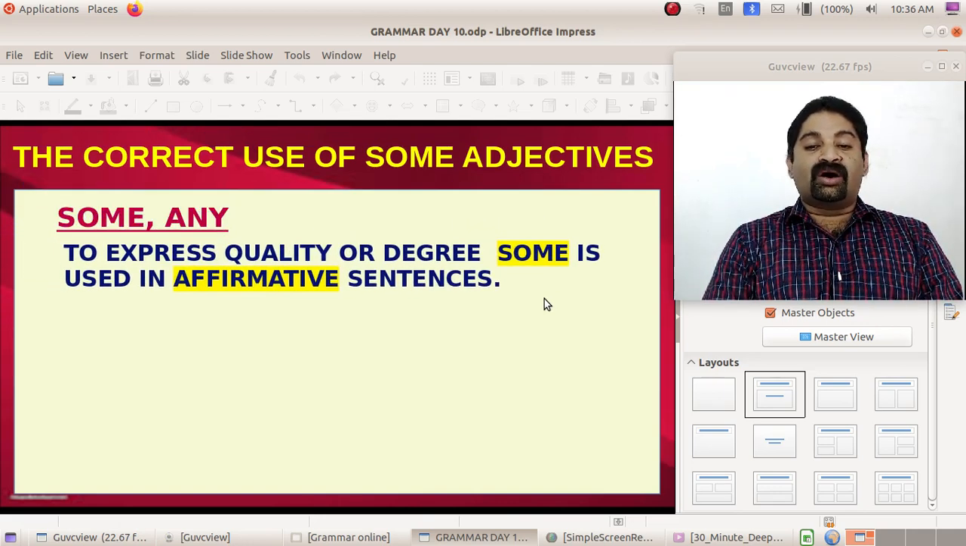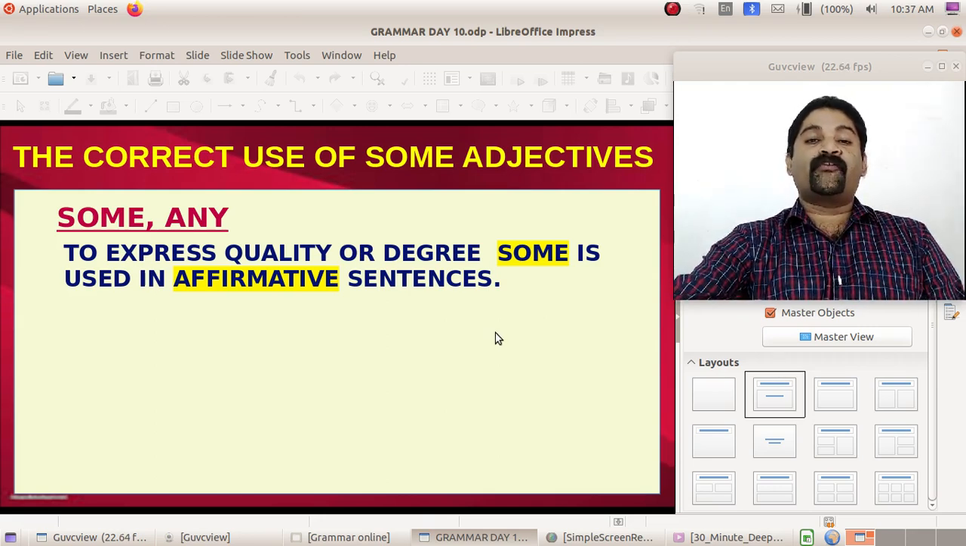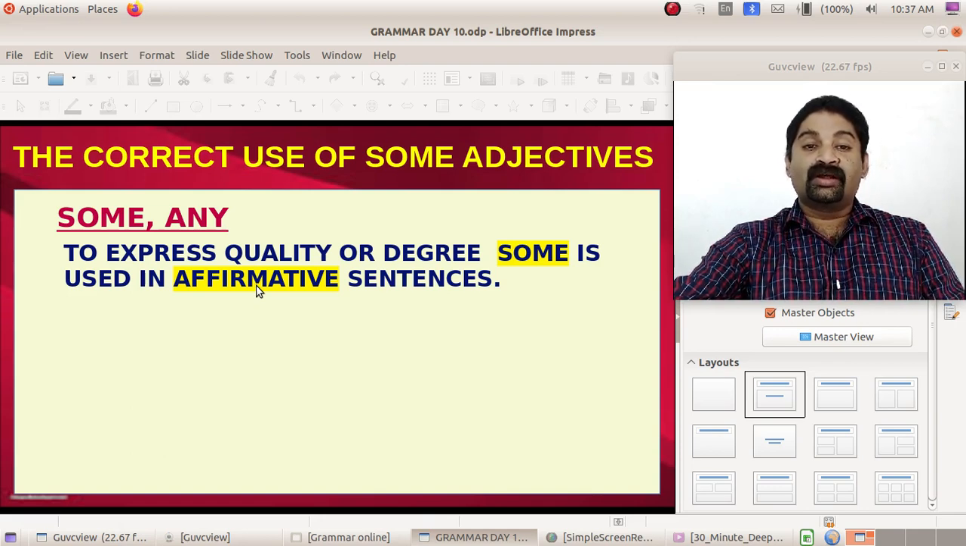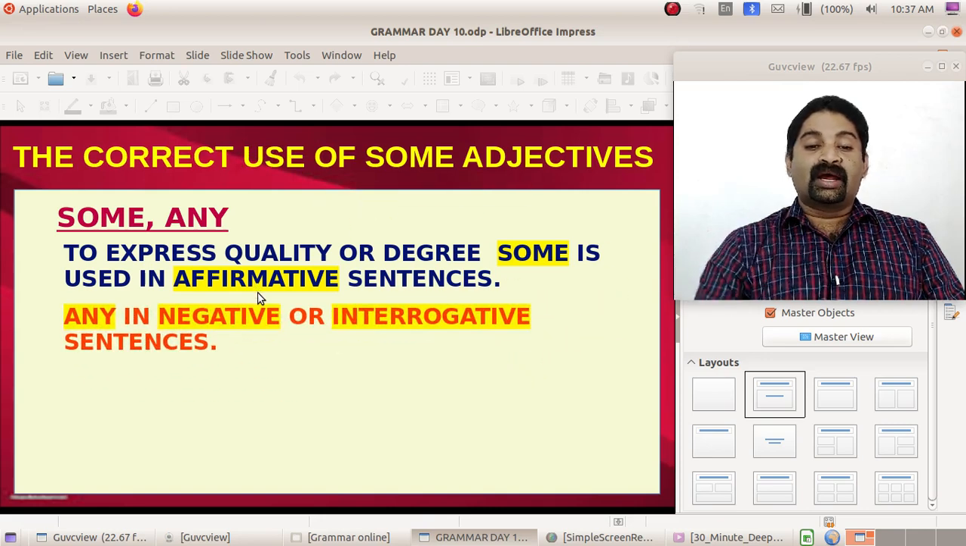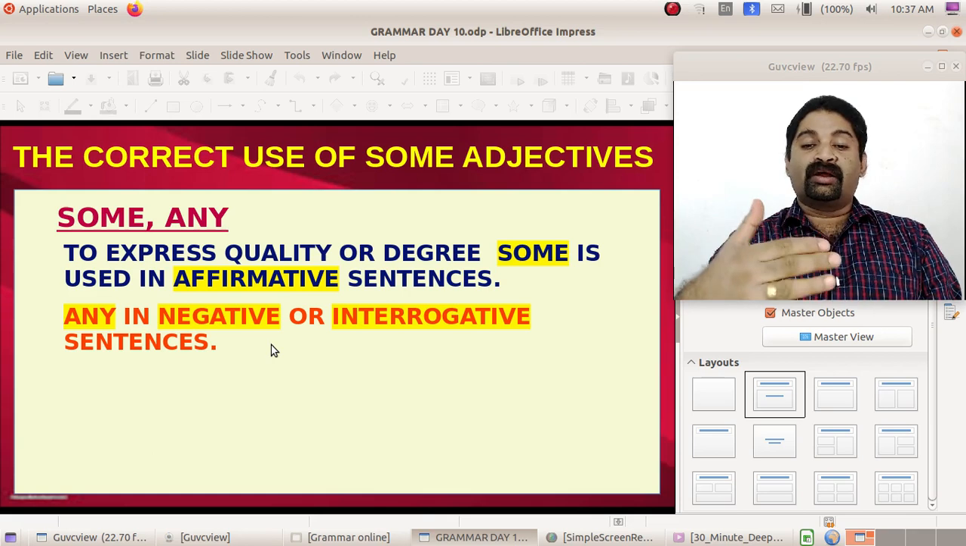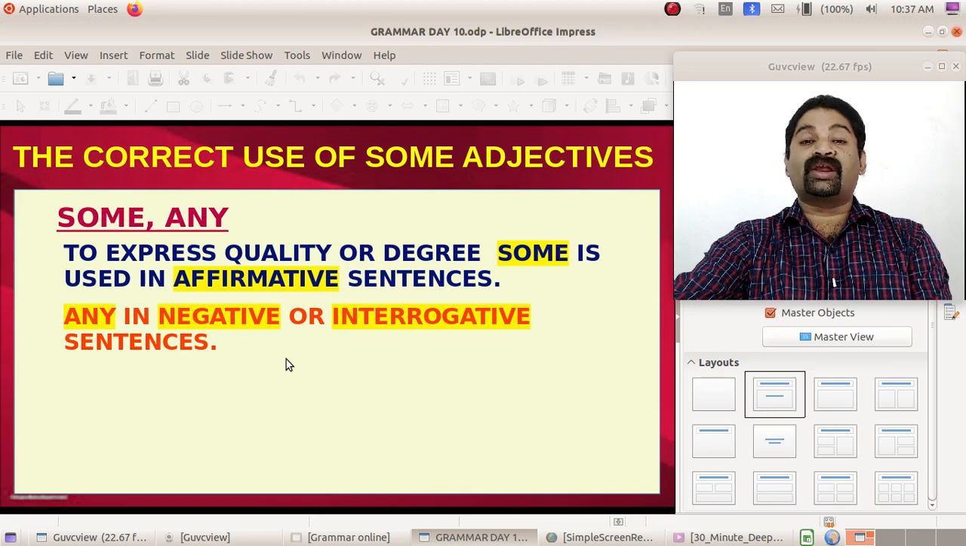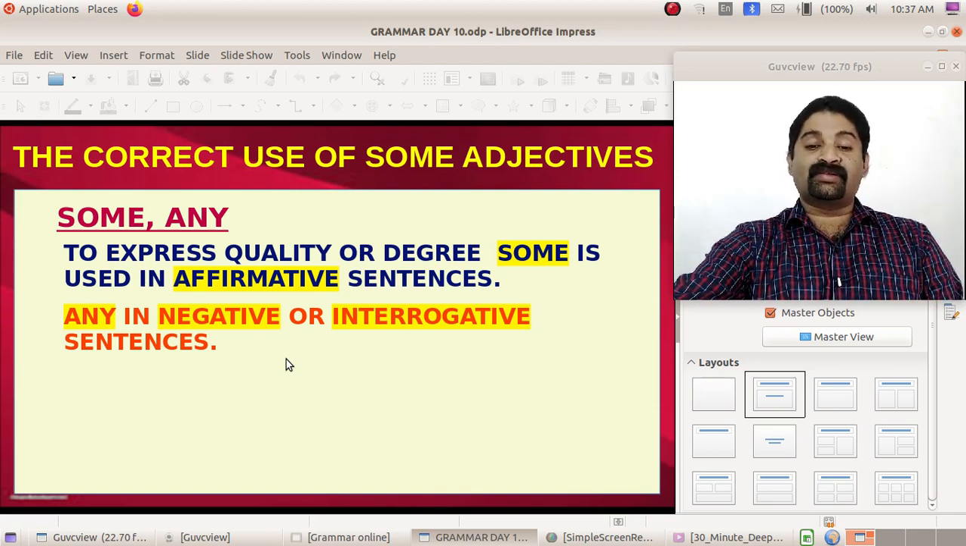To express quality or degree, some is used in affirmative sentences. What is the meaning of that? To express a quality of a thing or a degree, some is used in affirmative sentences. What do you mean by affirmative sentence? When we learned about the sentence, we have seen affirmative, positive sentences. Any is used in negative or interrogative sentences. So some and any have almost the same meaning, but some is used with positive sentences and any is used with negative or interrogative sentences. Let us see some examples and it will be clear to you.